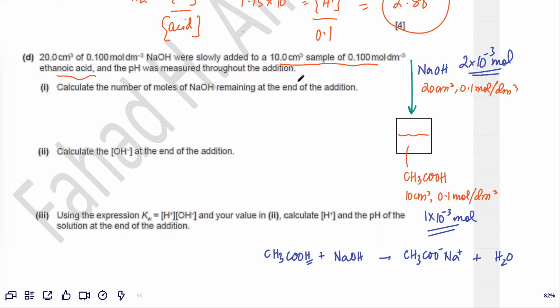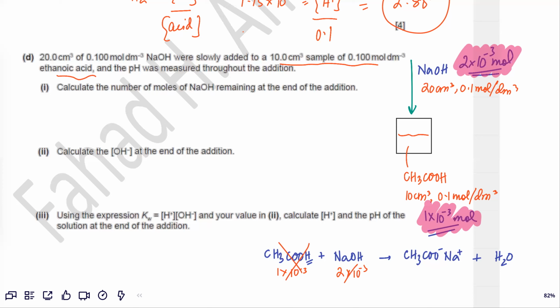Calculate the number of moles of NaOH remaining at the end of the addition. So at the end of the addition, we did calculate the moles. For ethanoic acid, we've got 1 times 10 to the minus 3 moles, and for NaOH, we have 2 times 10 to the minus 3 moles. Now it's 1:1, so all the ethanoic acid would react. 1 times 10 to the minus 3 moles are going to react with 1 times 10 to the minus 3 moles.